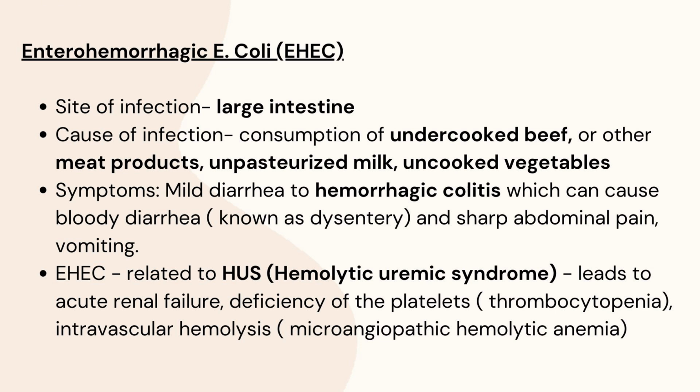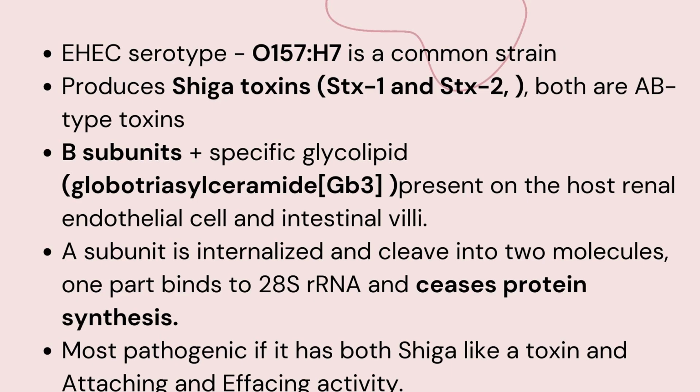Enterohemorrhagic E. coli is related to hemolytic uremic syndrome. Now, hemolytic uremic syndrome is a very serious condition that is characterized by a combination of acute renal failure, low platelet count, that is thrombocytopenia, and hemolytic anemia, that is the destruction of red blood cells. Enterohemorrhagic E. coli serotype O157:H7 is a common strain that causes disease.